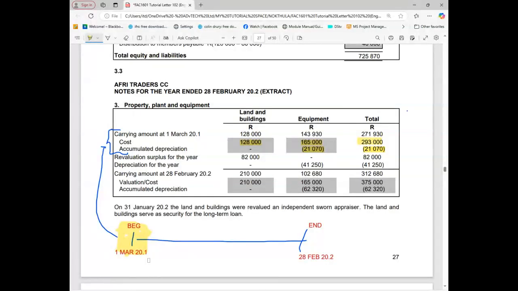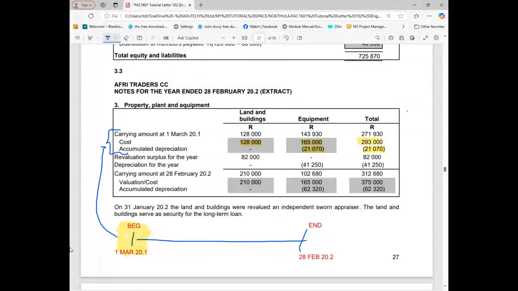And now you just take this, this minus this, you get that. This one minus this one, you get that. This one minus this one, you get that. Don't forget to put it in brackets here, because we minus them, they're accumulated.